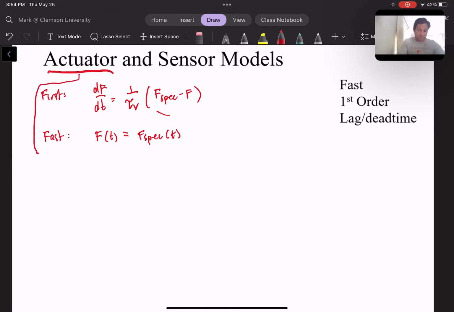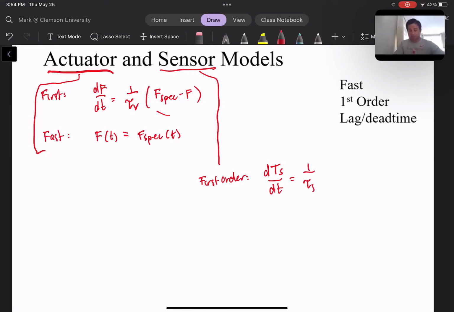So actuators shown here. Now let's look at our sensor model. For sensors, we can also have a first order sensor, and again, this model is going to look very similar. We're modeling the output. The output of the sensor is dTS/dt, the rate of change of the sensor. If it's first order, it's going to be 1 over the time constant of the sensor.